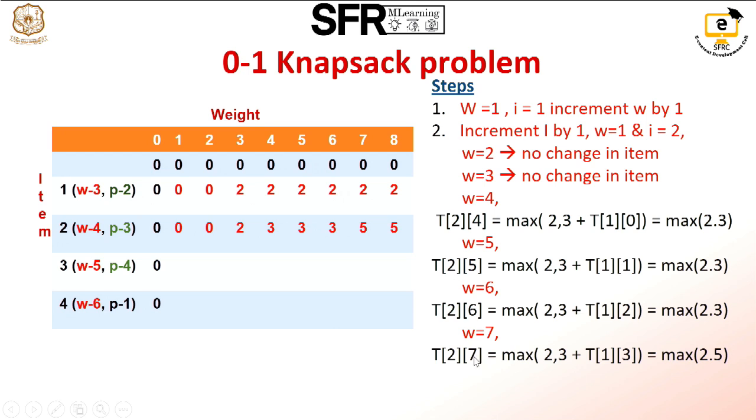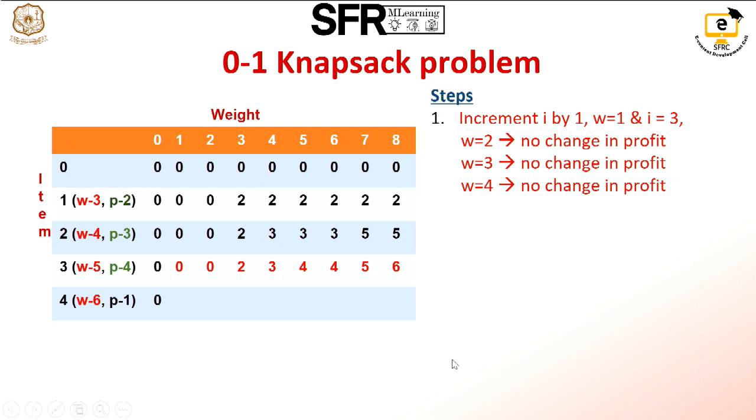So likewise, by incrementing the weight by 1, now weight is equal to 8. We have to fill up this cell likewise, the maximum of the previous value 2 and 3 plus the new value, T of 1, this value. So like this, the maximum of 2 comma 5 is equal to 5.